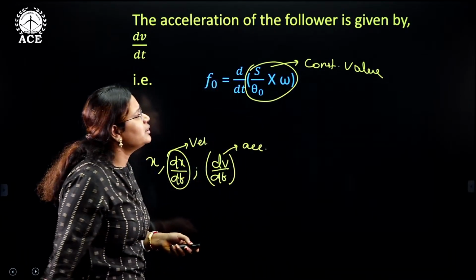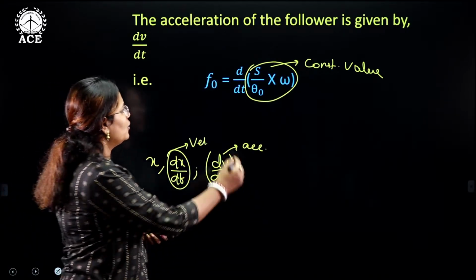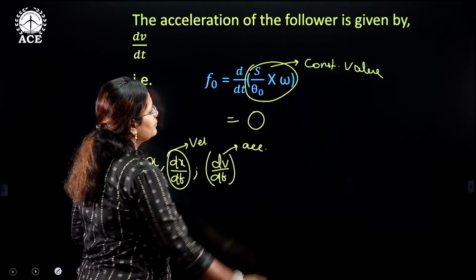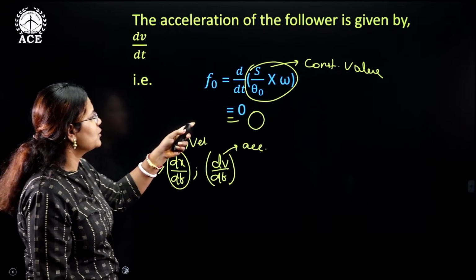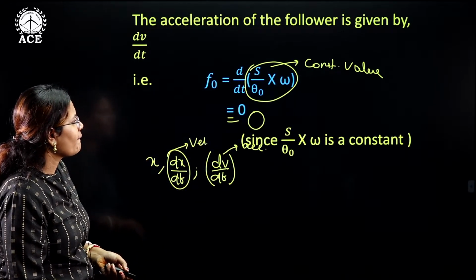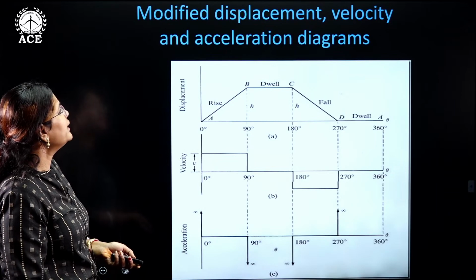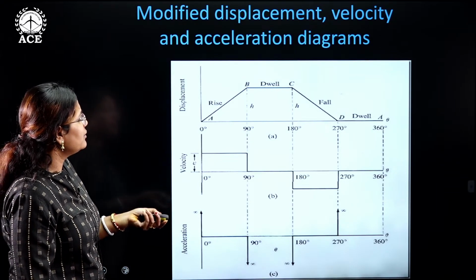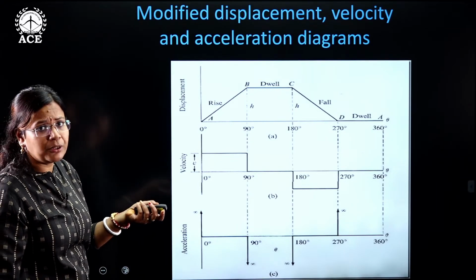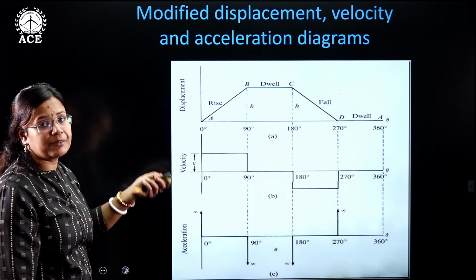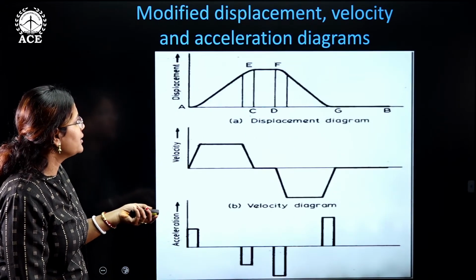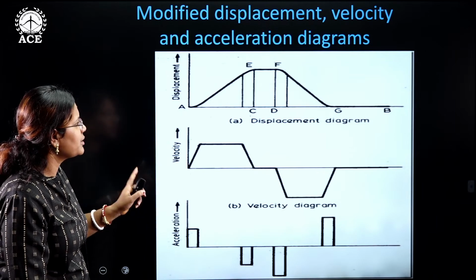So if a constant value is differentiated, of course we will get 0. So that's what we have got, 0 here. Next is here, the modified displacement and velocity, which I have already explained. So let us see how they look. It looks something like this.